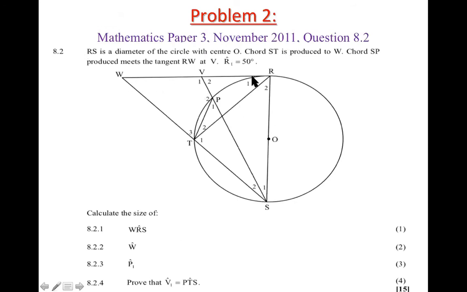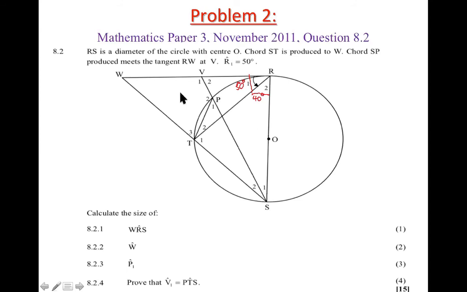Okay, here is the question. We know this is a tangent, and this is a diameter. So obviously we know that the whole of this angle will be equal to 90, because when a radius or a diameter meets a tangent, the angle is 90 degrees. But R1 here is given to be 50 degrees. So if we add this to this, it must give us 90. So obviously 40 degrees plus 50 degrees will give us 90 degrees.